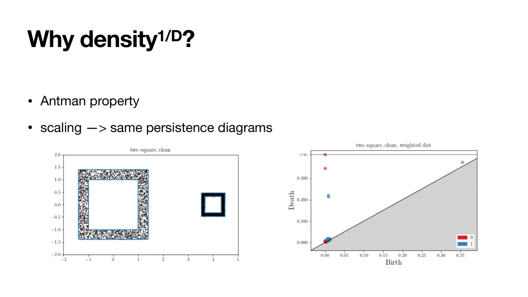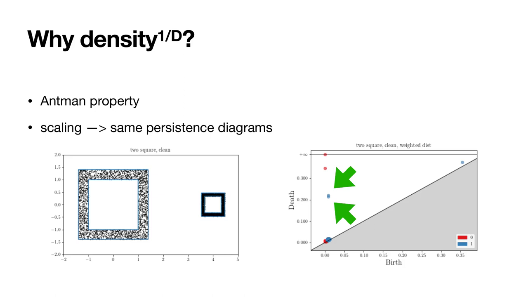Why do we use this rate, density raised to the power 1 over d, in particular why this exponent? That will give you what I call the scale-invariance property. Namely, if you scale your data set in a uniform manner, you recover exactly the same persistence diagram, because your density will scale in some way, and then your distance will also scale in some way, and they'll cancel. And that will give you exactly the same persistence diagram. So here there are two squares which are scaled versions of each other. You see two overlapping points, so they have roughly the same birth and death times.